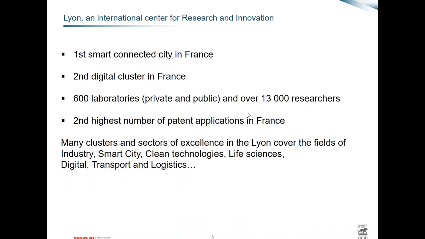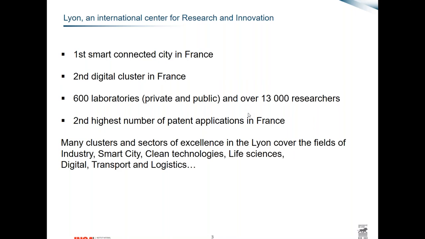By the way, even if there is a lot of things to see in Lyon, there's also a lot of things to do in Lyon, especially in research and innovation. Lyon was the first smart connected city in France. It's the second digital cluster. There are a lot of labs with a lot of researchers. And as you can see, there are many clusters and sectors of excellence in Lyon.